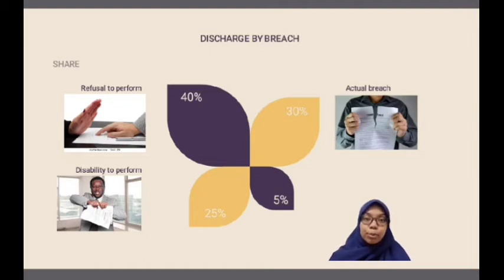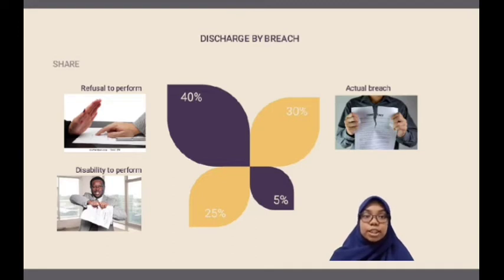A contract can be put to an end if a party to the contract did not do what they have promised in the contract. A breach may occur because of refusal or disability to perform. Refusal to perform is where one party informs the other by conduct or words that he does not want to go on with the contract. The former party is said to repudiate the contract.